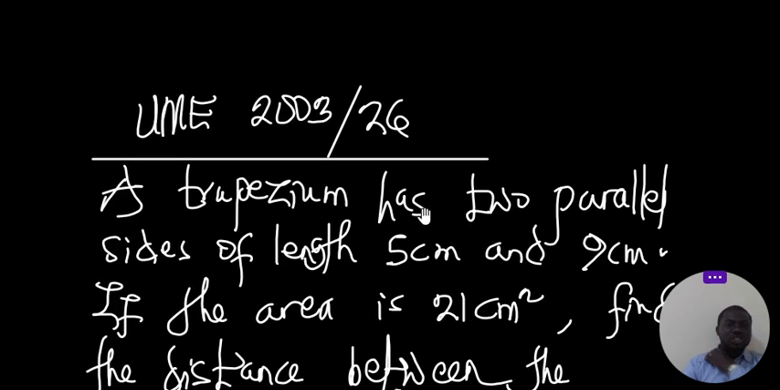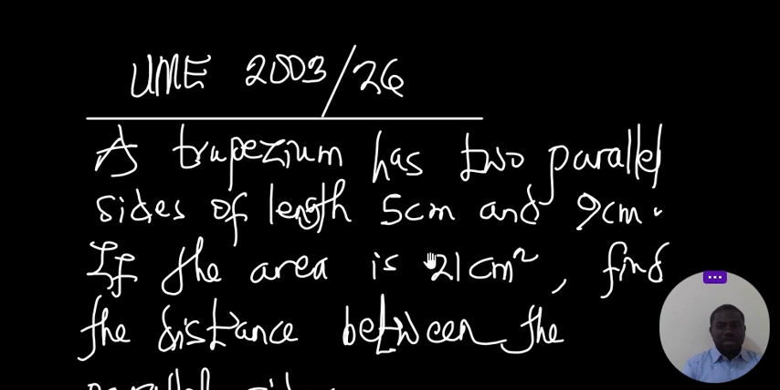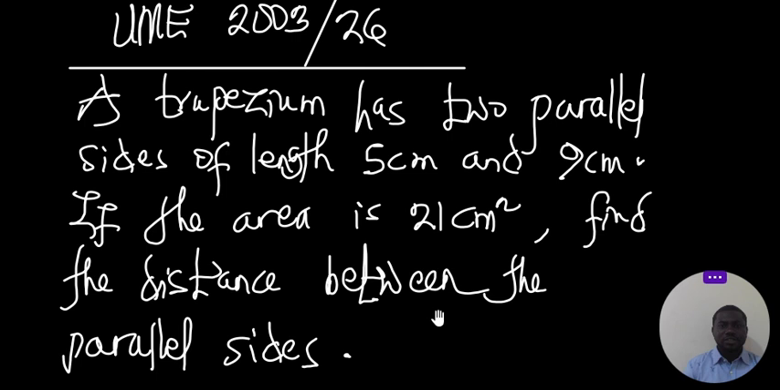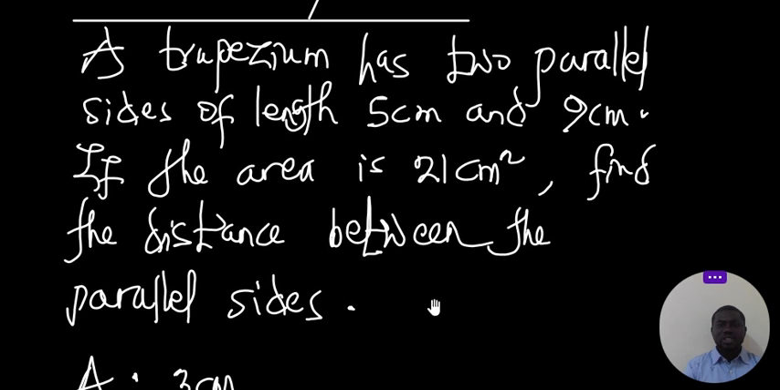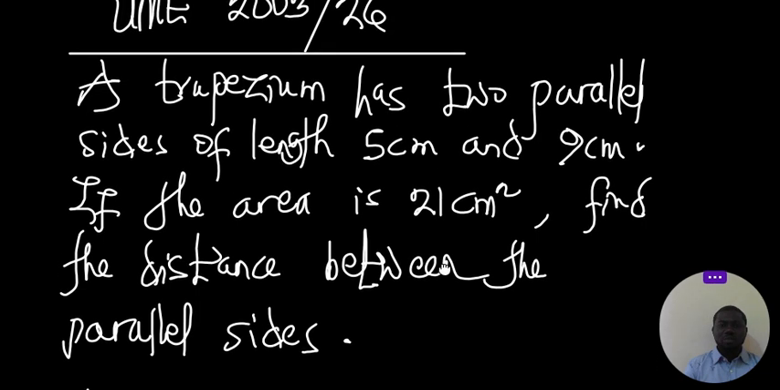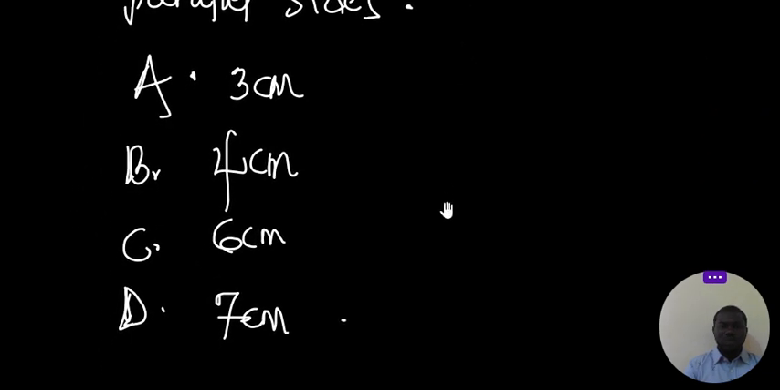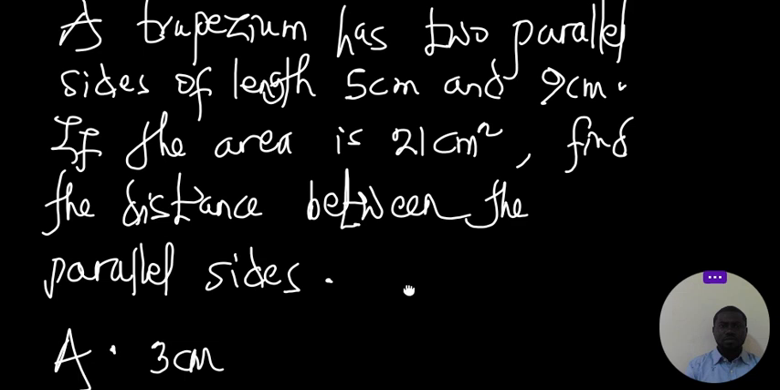Okay, let's take this question. JAMB exam 2003 question 26. A trapezium has two parallel sides of length 5 cm and 9 cm. If the area is 21 cm squared, find the distance between the parallel sides. We have the choices 3, 4, 6 and 7.